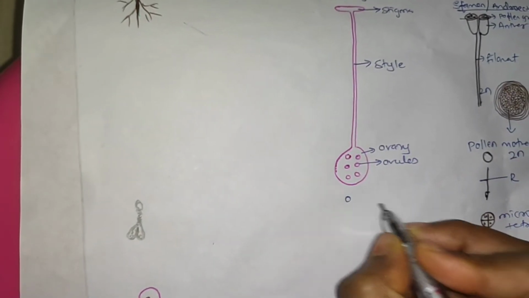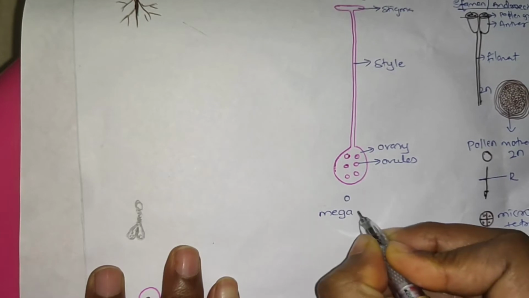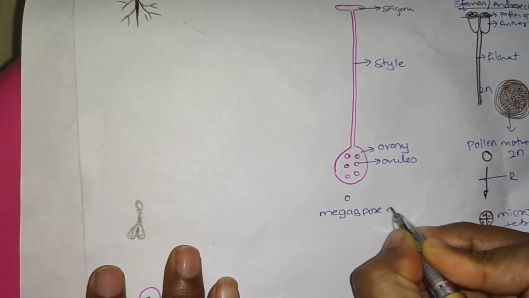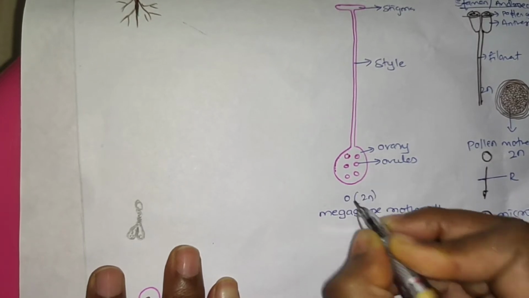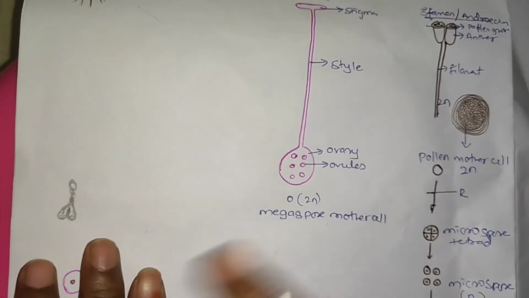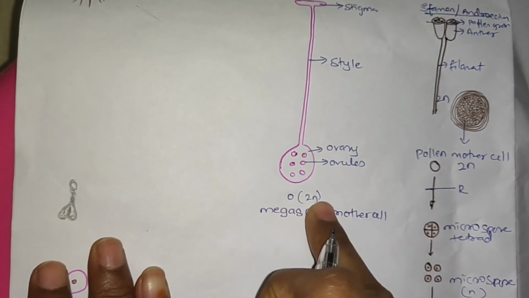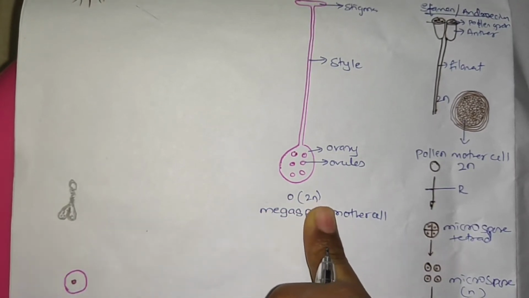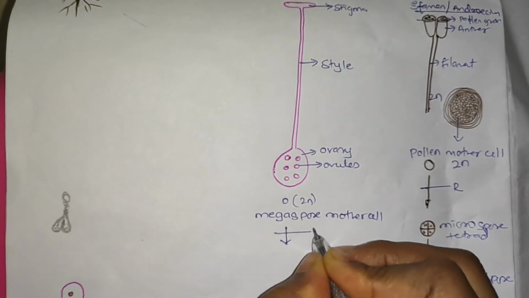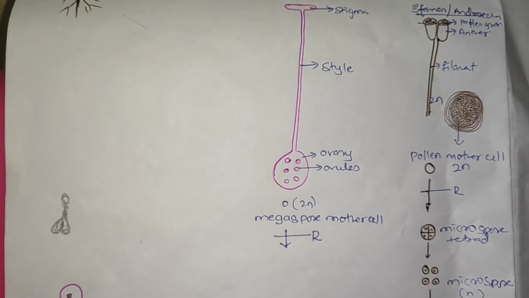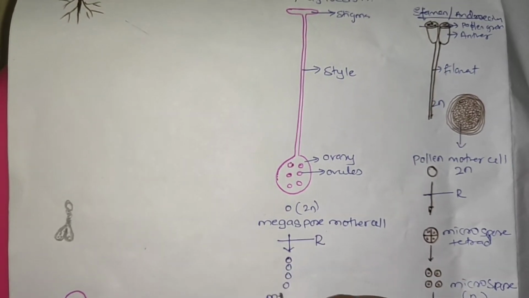This one cell we are going to call the megaspore mother cell, which is diploid and present in the nucellus. Like the pollen mother cell, the megaspore mother cell is diploid. One cell from the nucellus divides meiotically, undergoing reductional division, to produce how many spores? Four megaspores.